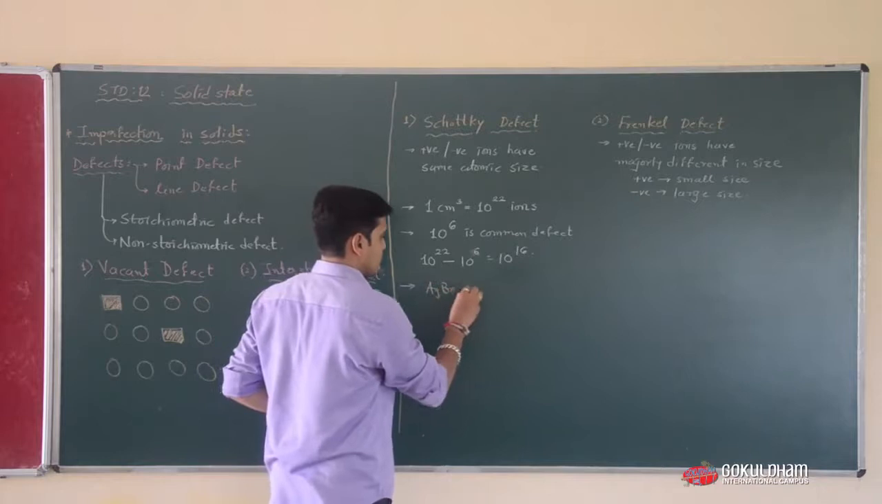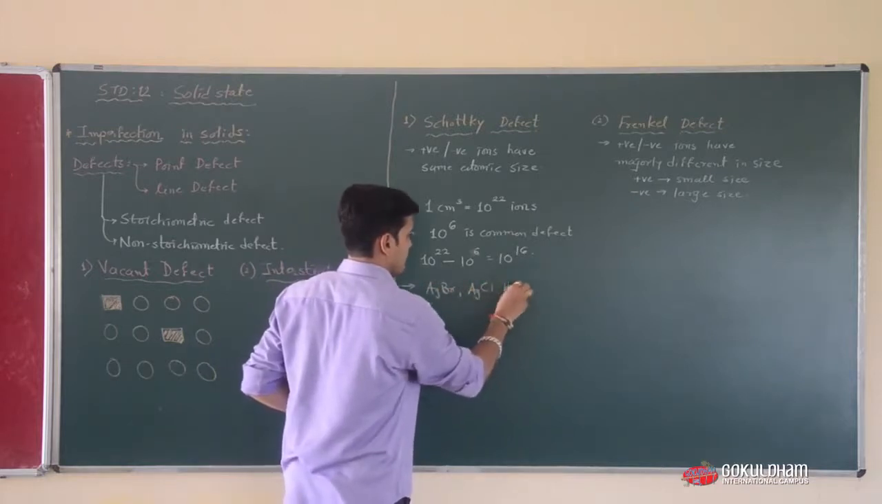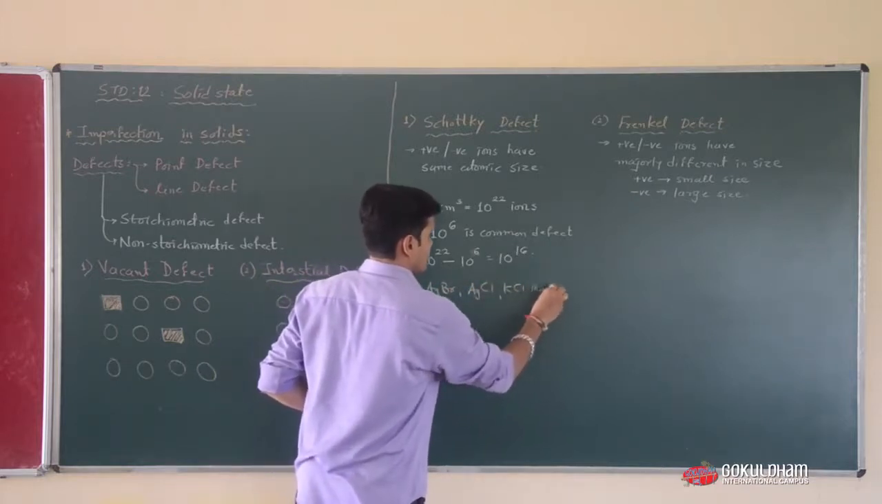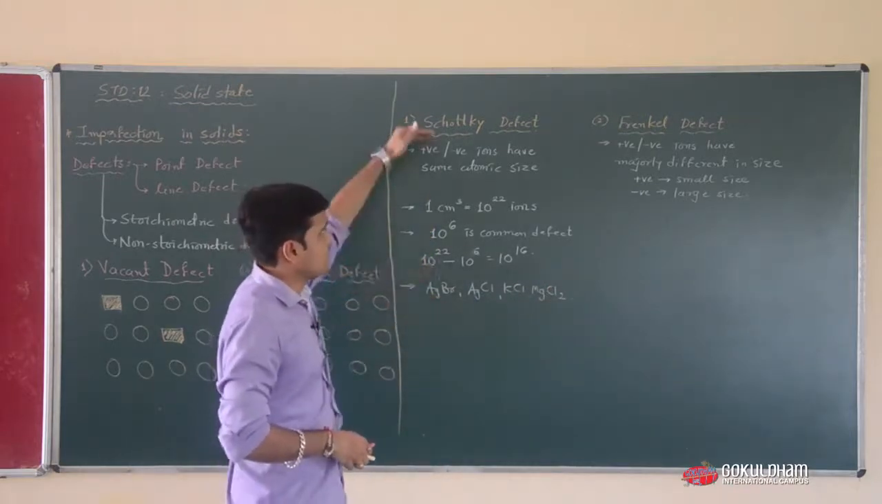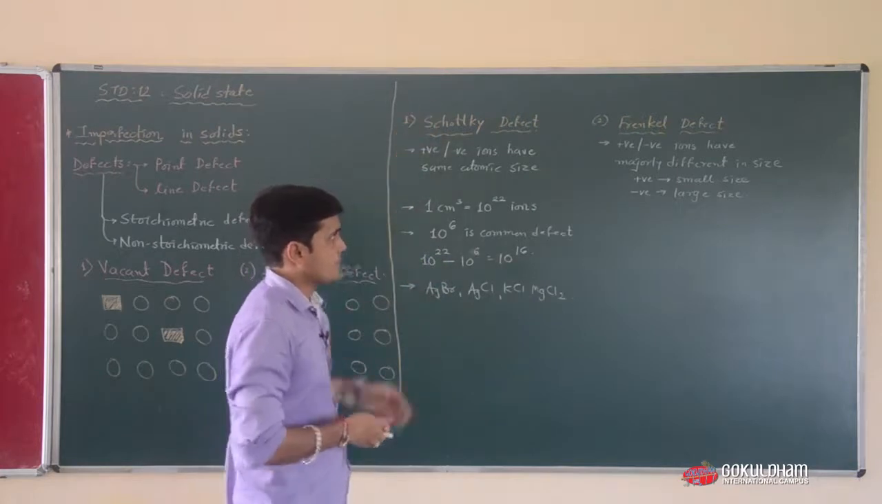AgBr, AgCl, KCl, MgCl2, these are the solids which are showing the Schottky defect.